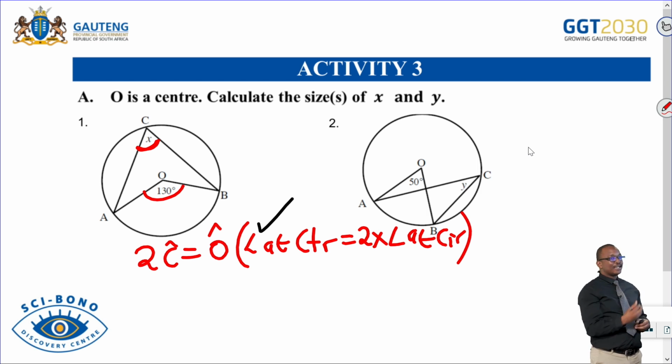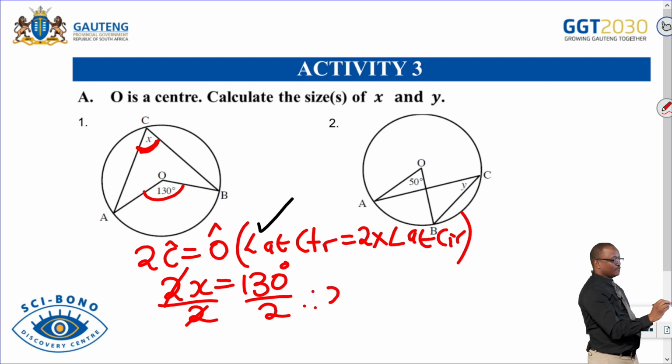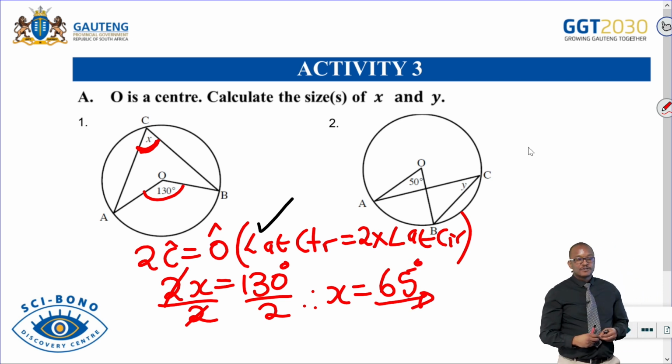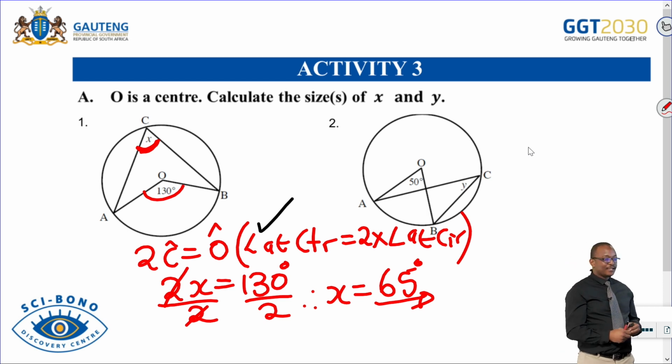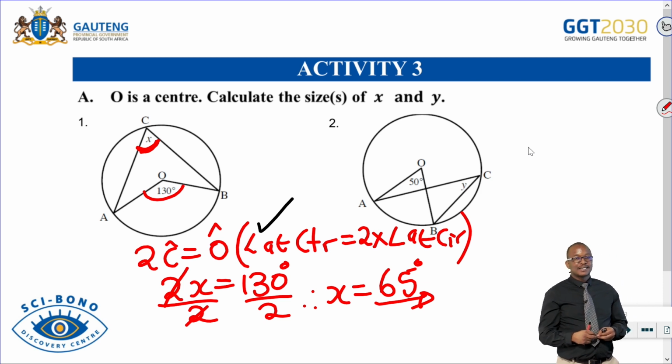Now, how do we get x? We're going to have 2 of x. Now we are substituting: the angle there at C is x, and it's equal to 130. The minute you divide both sides by 2, 2 will cancel 2. Therefore, x is going to be 65. Correct. So that's how you calculate the angle x. Remember, it's basic. Angle at center is twice the angle at the circumference.